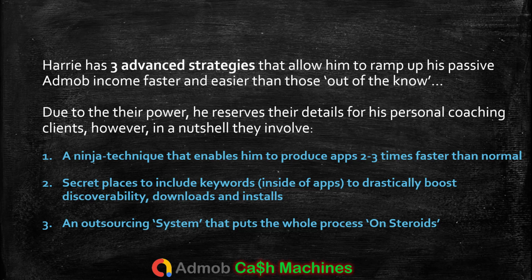However, in a nutshell, they involve, first of all, a ninja technique that enables him to produce apps 2 to 3 times faster than normal. And this isn't even the earlier, quicker app making stuff I talked about. This is like lightning fast. And folks, the more apps you make, the more money you're going to make, right? So anything that can allow you to make apps 3 times faster is really worth its weight in gold, right? Now, the second thing here, as far as putting this method, the system on steroids, are secret places to include keywords inside of your apps that will drastically boost the discoverability, the downloads, and the installs of your apps. So, folks, this is just a huge thing right here.